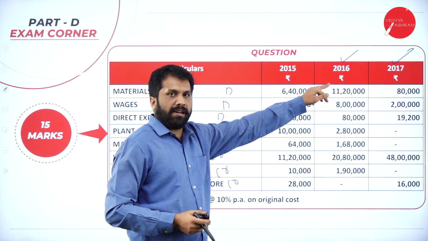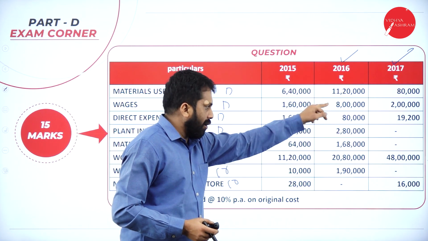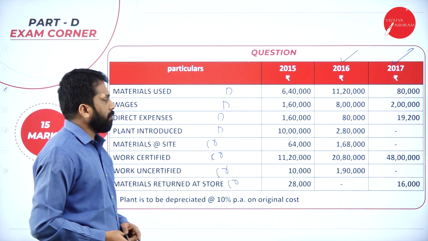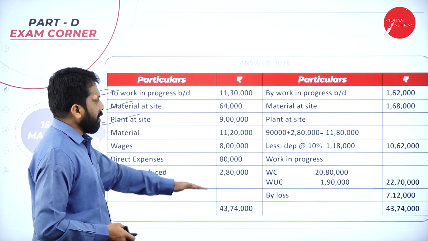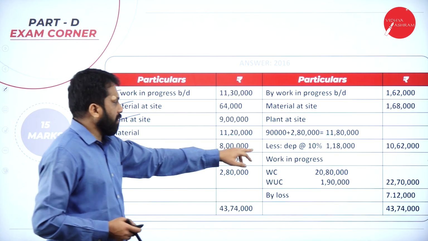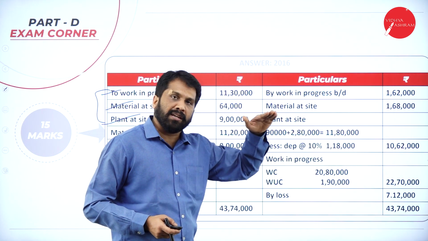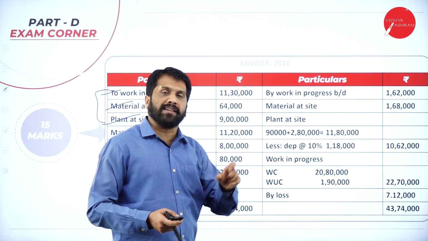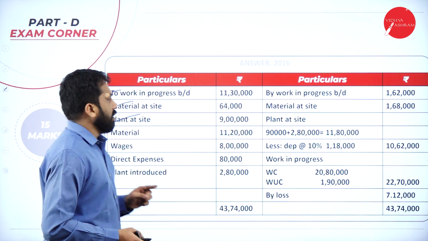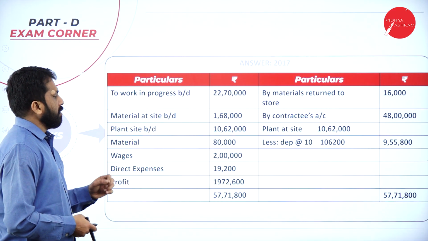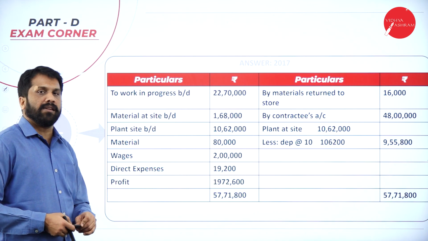Again take second year. All the debit, all the credit, copy and paste. All debit, all credit. But depreciate on your plant every year. If it is diminishing, reducing. If it is a straight line, fix it. Clear? This is the answer for second year. This is the answer for third year.